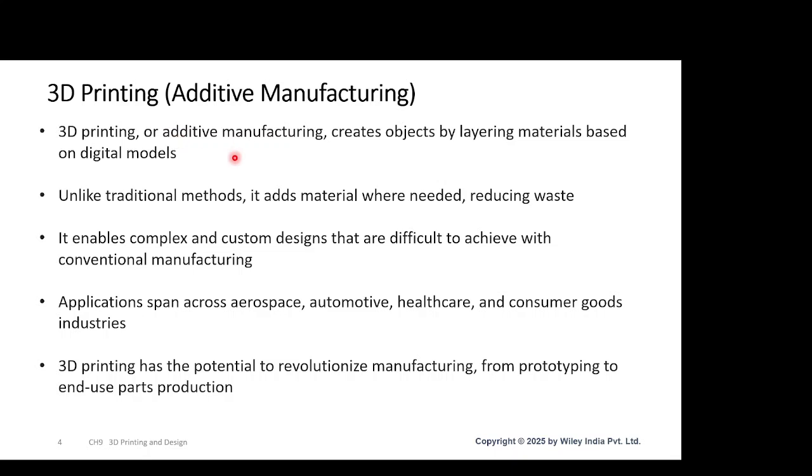Unlike traditional methods, it adds materials where needed, reducing waste. It enables complex and custom designs that are difficult to achieve with conventional manufacturing. For example, if you have to make a toy house, you can do that with 3D printing. Layer by layer, horizontally, the house would be built.